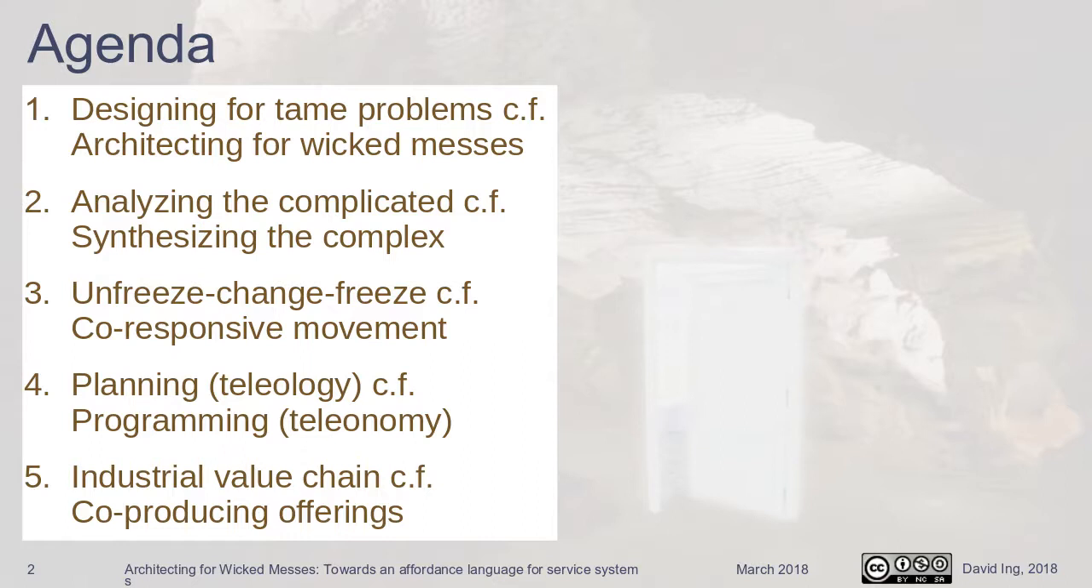People may have heard of teleology, they probably will not have heard of teleonomy. It's actually around, just have to find it. And then the fifth one, which is getting us towards the service science, service systems work, is looking at industrial value chains versus co-producing offerings. So we'll start off with the first one.